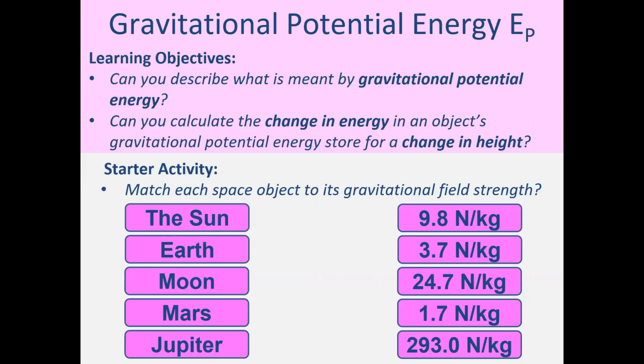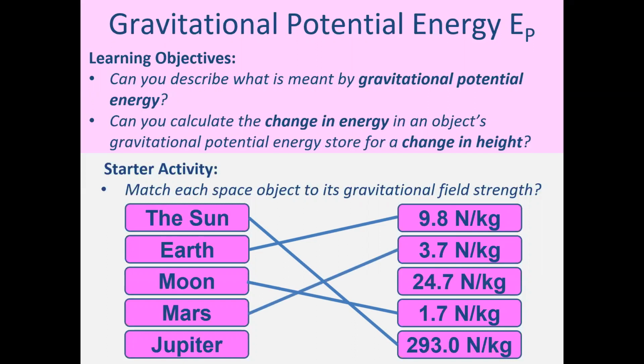Okay, so the answers are as follows. The Sun, which has the greatest mass out of all of those objects, has the greatest gravitational field strength of 293 newtons per kilogram. The Earth has a gravitational field strength of 9.8 newtons per kilogram. Now, some textbooks round that up to 10. The Moon has a gravitational field strength of 1.7 newtons per kilogram.